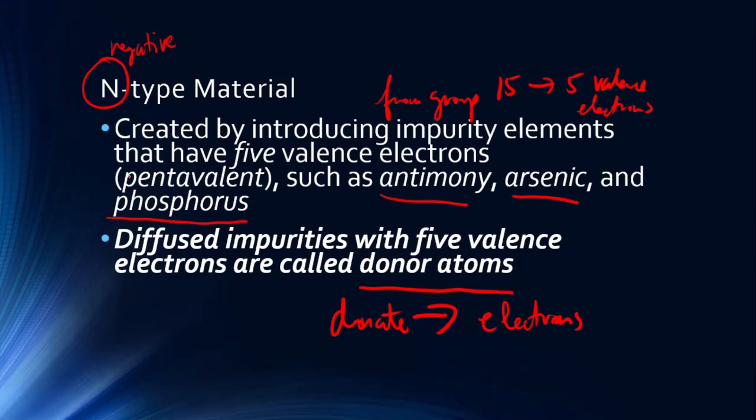Okay? So these are also called pentavalent. So bakit pentavalent? Kasi 5 yung valence electron. So penta meaning 5. Okay? So yun yung unang klase ng extrinsic semiconductor material. That's called the N-type semiconductor material.